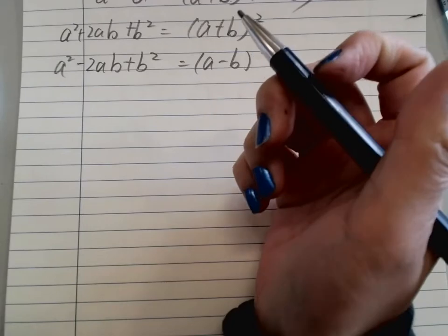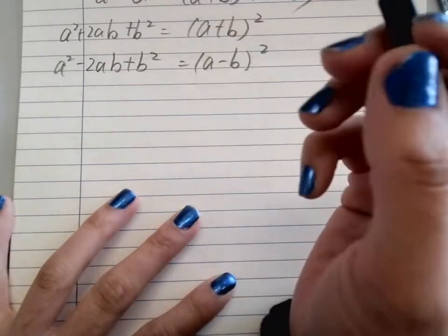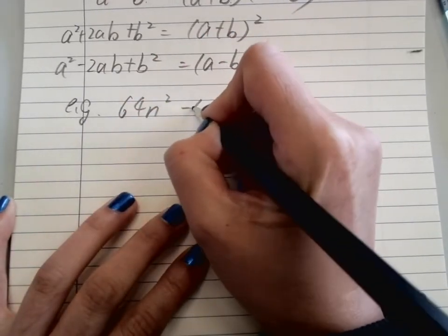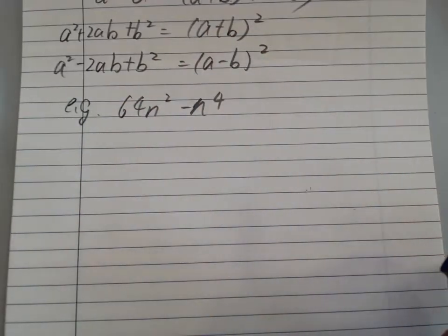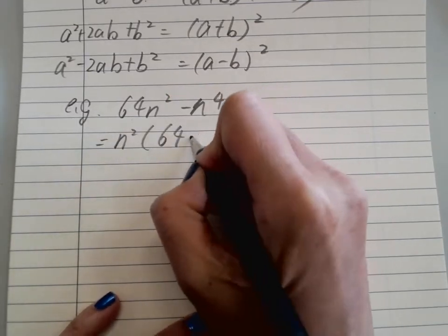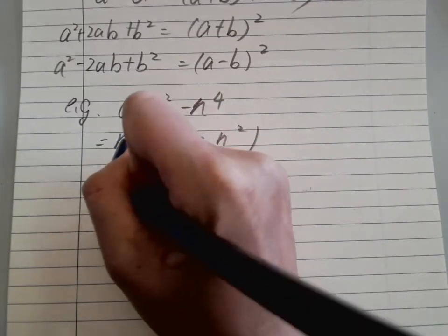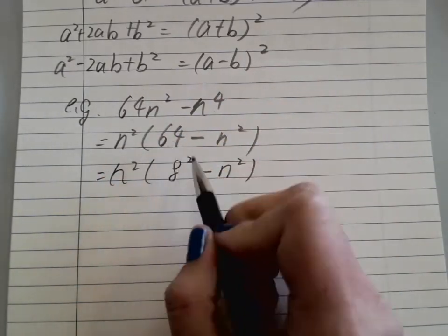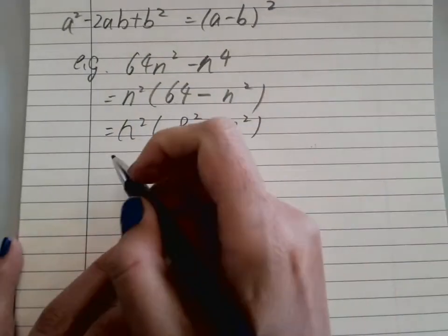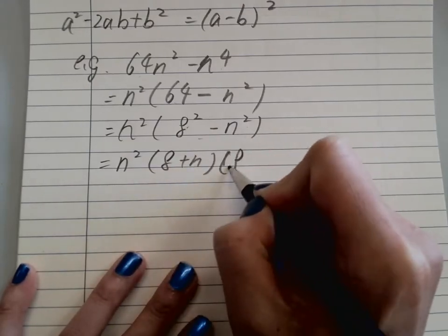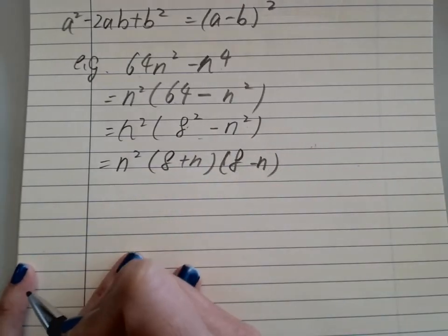Now we are actually going to take the factorization. So here is an example. I got 64n squared minus n to the power 4. Before we start with the factorization, I can see a square, but I will take the common factor out first. So I have n squared times 64 minus n squared. In my mind, I will have n squared leaving as it is, and then 8 squared minus n squared. Now I have two squares subtracting each other. So I have n squared and then 8 plus n, 8 minus n, and that's how we factorize it.